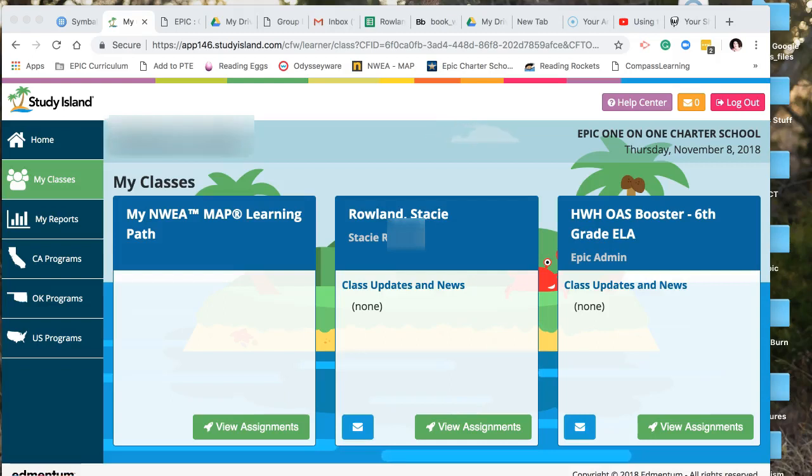Hi everyone, I wanted to show you what the different options offered inside Study Island are. When you log in with your child's username and password, you are going to see Home, My Classes, My Reports, Oklahoma Programs, and so on.